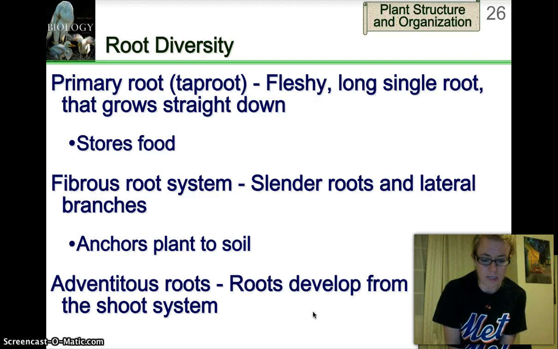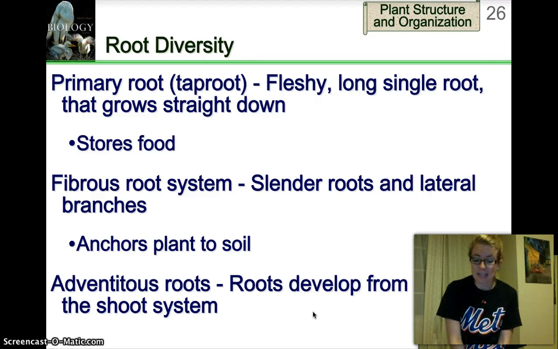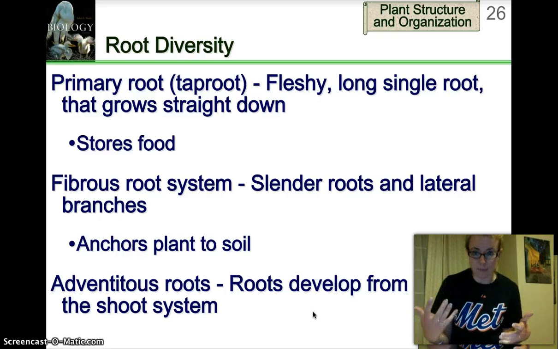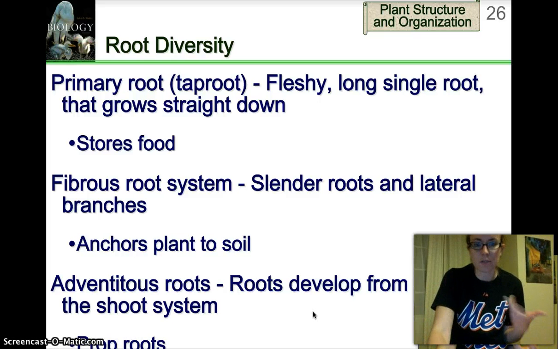They're called prop roots because they emerge from above the soil line and act as anchors for the plant. So they're still acting to anchor the plant to the ground, but they're actually made of the tissue that the stem is made of instead of root tissue. So prop roots, like I said.